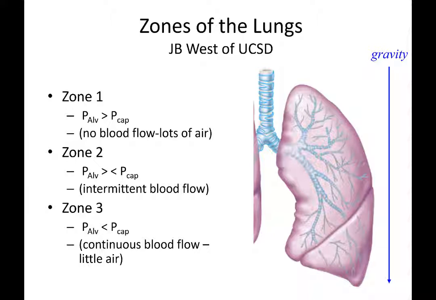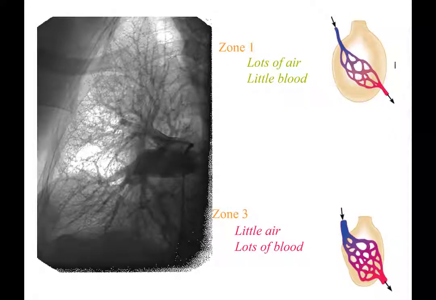Zone two, it kind of balances out. Because of the intermittent blood flow, because of the beating of the heart, we have these surges, so we might have a higher pressure and it goes lower. But it really is the Goldilocks region where it's kind of the perfect match. So they're pretty well matched in zone two. Zone three, we can see we have way more blood or capillary pressure compared to alveolar. In essence, zone one is gonna be lots of air and a little bit of blood. Zone three at the bottom, a lot of blood and not as much air.